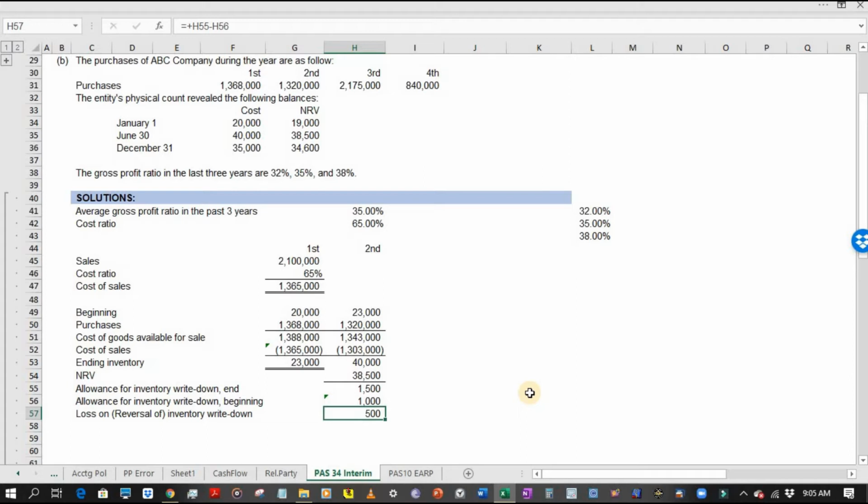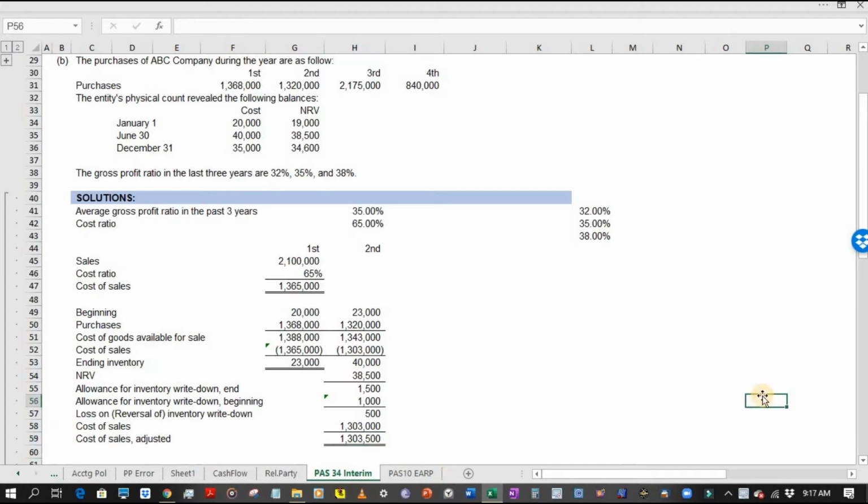And if you can still remember, loss on inventory write-down is an adjustment to the cost of sales. And if there are reversals in the inventory write-down, those are deductions from cost of sales. But for this case, the 500 pesos shall be added to the cost of sales that we have computed here, 1,303,000, so that will be added. So the cost of sales that will appear now in the income statement, which is already adjusted, is 1,303,500 pesos. So let us now proceed to the third quarter.